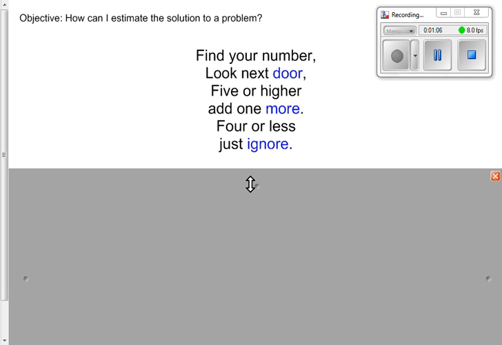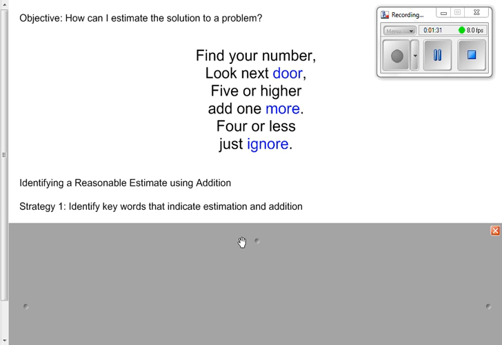And I know some of you get excited about that ignore word, and I highlighted our door, more, and ignore words because that's where we have emphasis in the poem. Find your number, look next door, 5 or higher, add 1 more. 4 or less, just ignore. So let's use that poem today in our first strategy when we estimate a solution. We're going to be looking specifically at finding a reasonable estimate when we are adding.